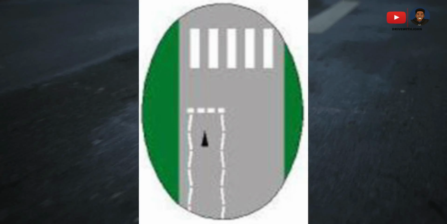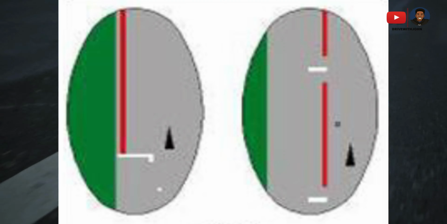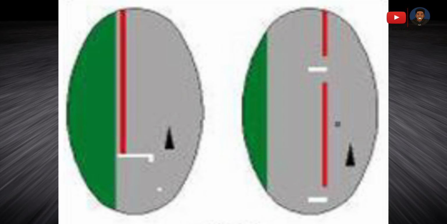Next one, we've got these ones with the red lines on the side. Red, red, red. Red means what? Danger. Do not stop there. Okay, so what is the purpose? Those are no stopping lines. On any road you will find them.